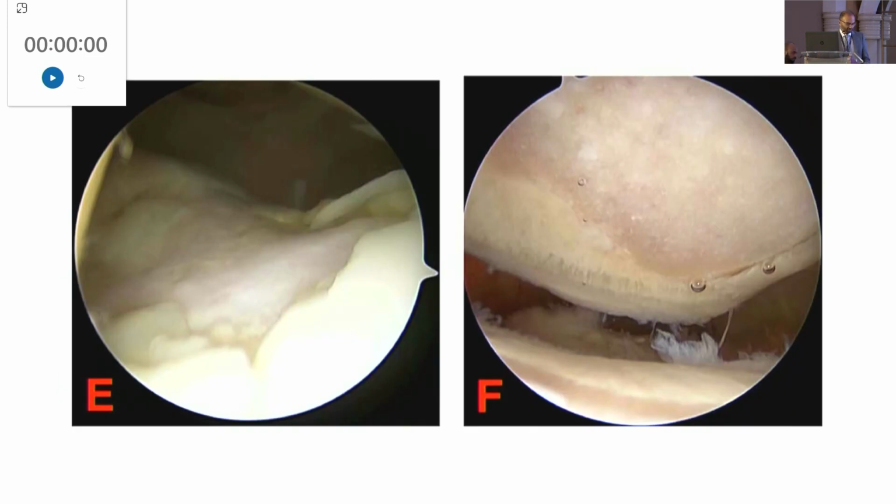So again, just to clarify, this is the type of pathology that I'm talking about. So I'm not talking about anything less than that.